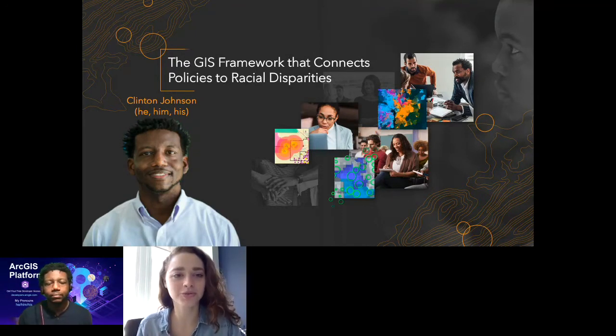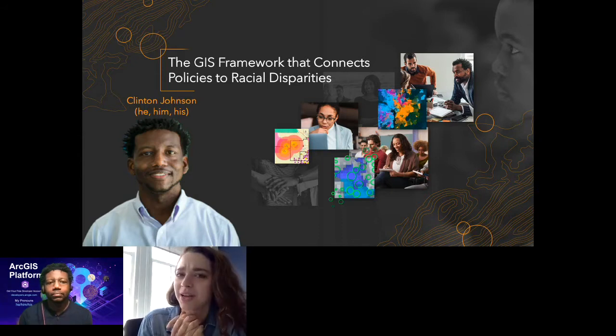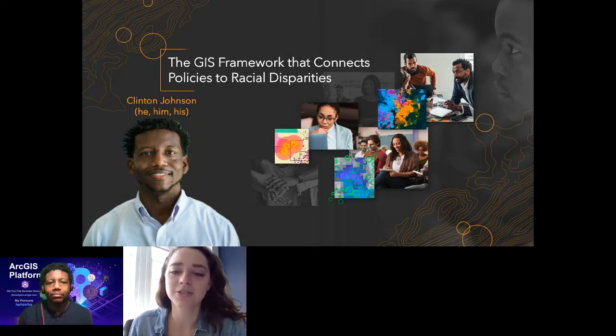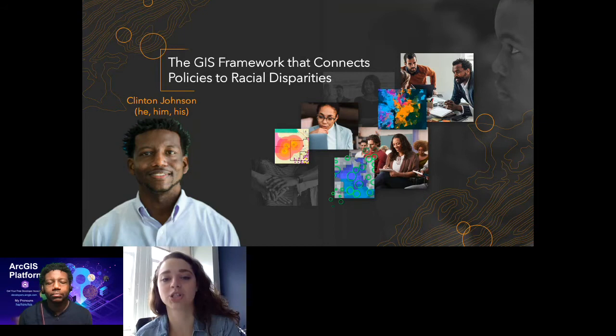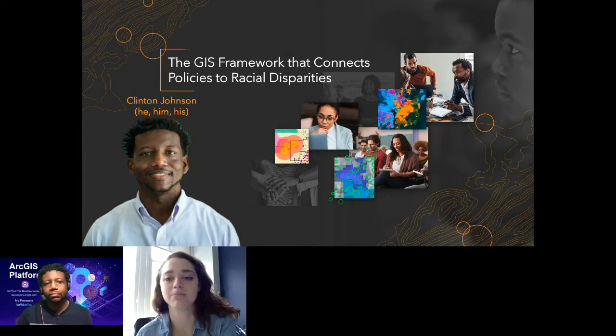So you right now are in the session called The GIS Framework That Connects Policies to Racial Disparities. A team at ESRI, the global location intelligence platform provider, leveraged a suite of GIS tools to demonstrate how disparities in communities led to disparities in health outcomes and what policies can affect change. Look inside how the various components were built and worked together and what the impact has been.